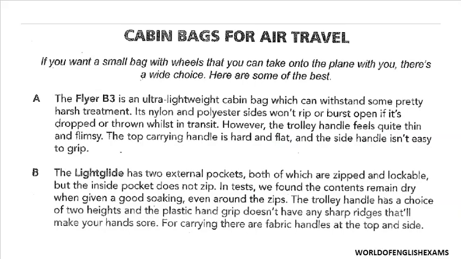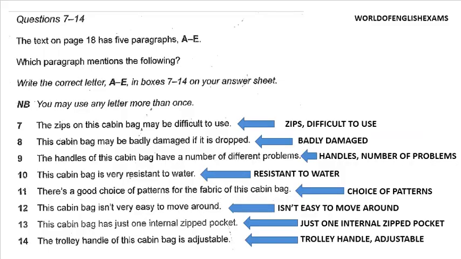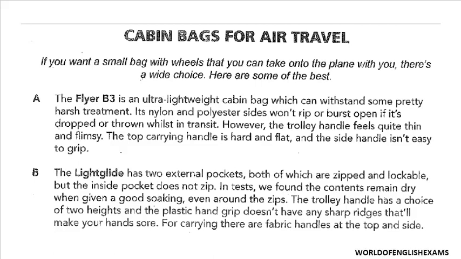But what is telling in paragraph B? So it has two external pockets. So there is nothing about internal pocket as such, both of which are zipped and lockable. Okay, so both the external pockets can be zipped, but the inside pocket does not zip. But here in this statement it says one internal zipped pocket, but here it is telling it cannot be zipped. So definitely that's not the answer we are looking for. That's what I keep telling you guys. Do not confirm the answer by just looking at the keywords. You need to understand what the passage means.